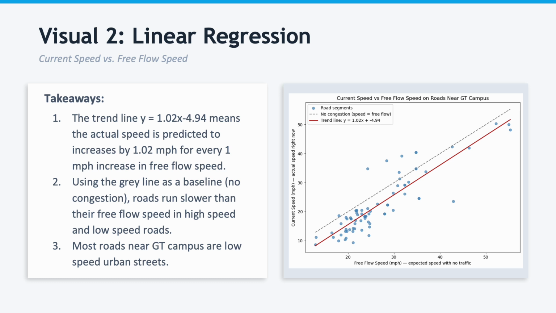So this gray line is a baseline where there is no traffic, no congestion. And so we see that the roads run slower than their free flow speed at high speeds and low speeds. However, most speeds near GT campus are low speed urban streets.